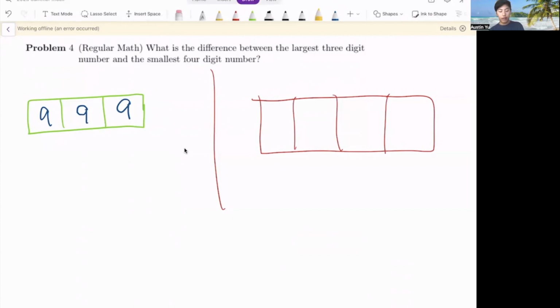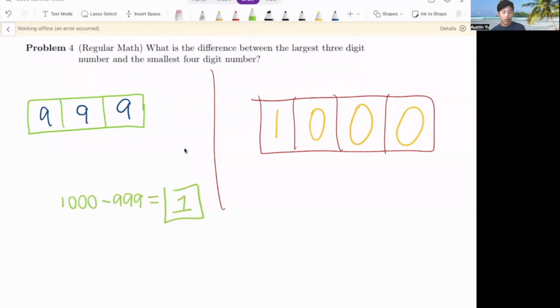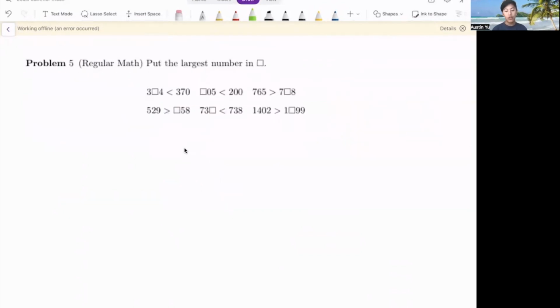Well, first of all, we know that the first number can't be 0, so therefore we have to move on to 1. But that gives us 3 other choices to just make it 0. So therefore, 1,000 minus 999, that's basically just a 1 number difference. So the answer is 1. The difference is 1. Problem 5, put the largest number in the blank.